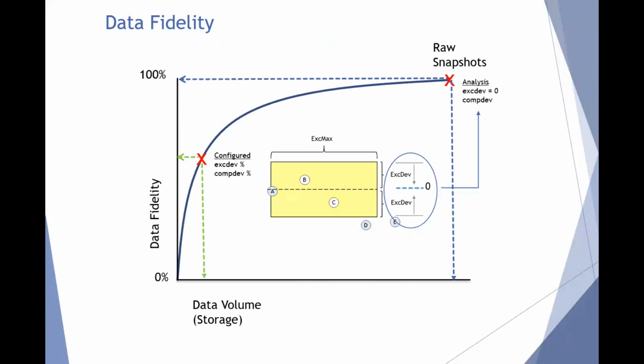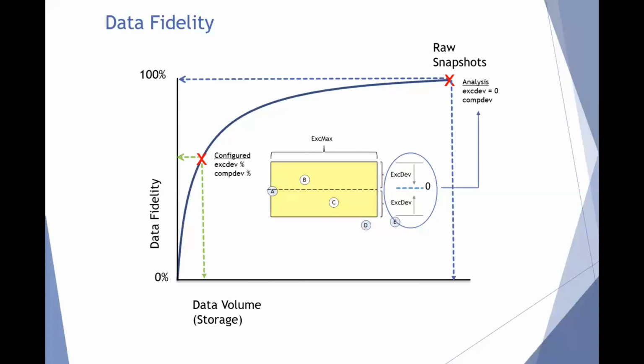So actually in CompressionInsight, we wind up setting exception to 0. So we are turning compression off at the interface so that we're collecting what we call raw snapshots. It's a great starting point for us because it represents 100% data fidelity. We can't get any better than that.